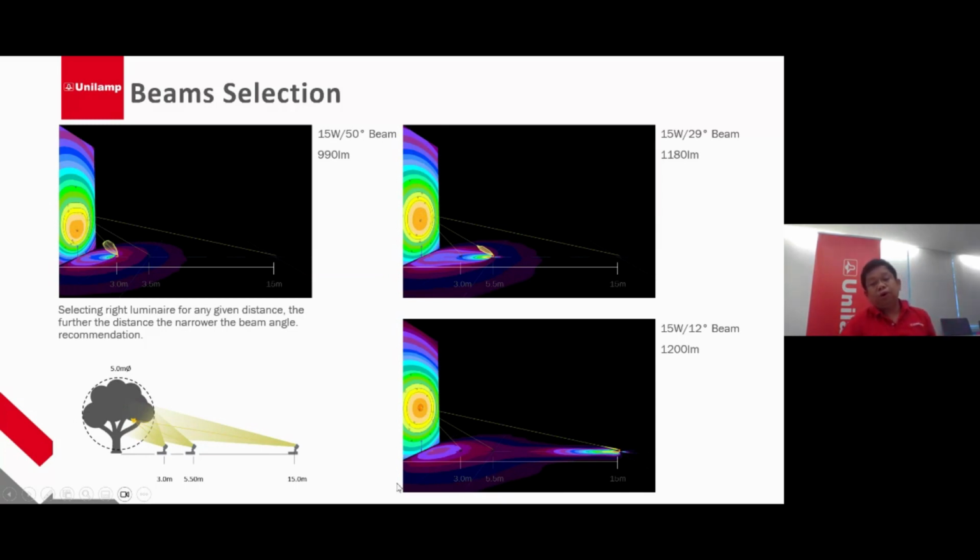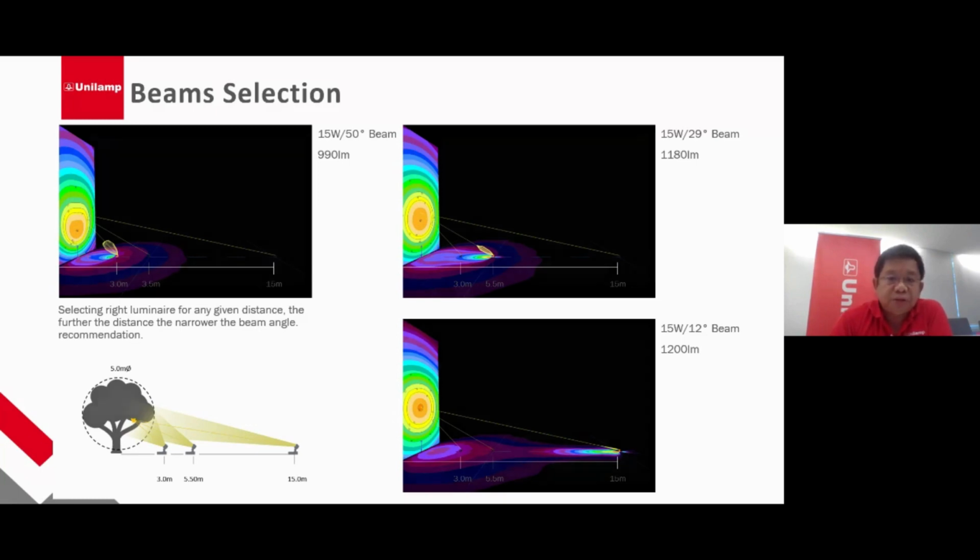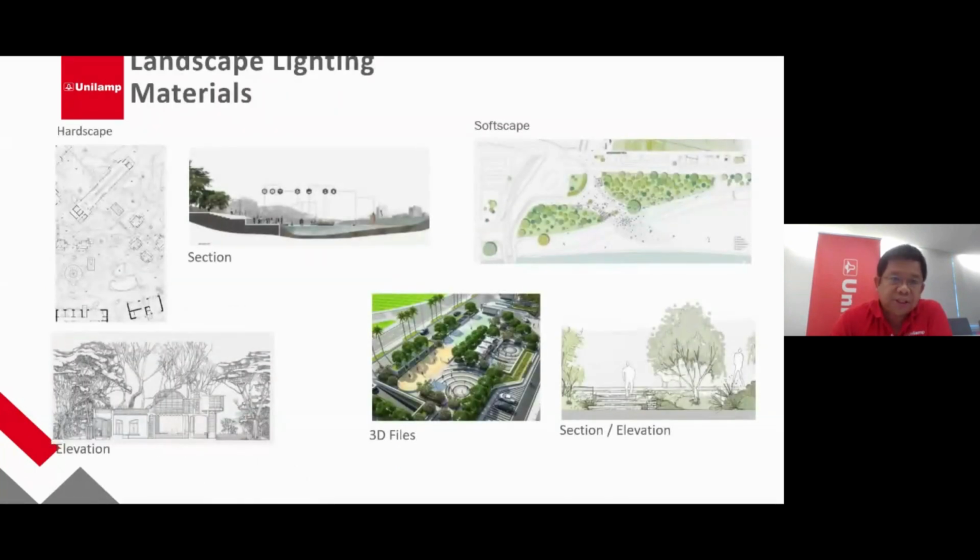But if you go further, 15 meters, then you use the narrow beam, and you can still get the same amount of brightness on the wall. So that's why we need to play around. We need to analyze what beam selections we really need to specify in a certain project. So it's very subjective. It depends on the setback and locations, and also on the requirements and wattages.